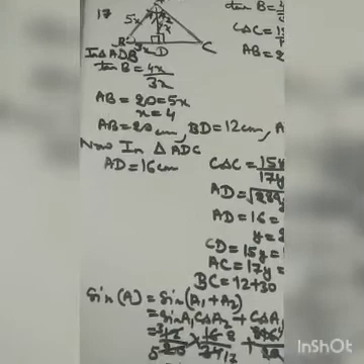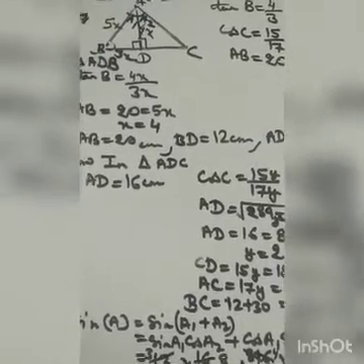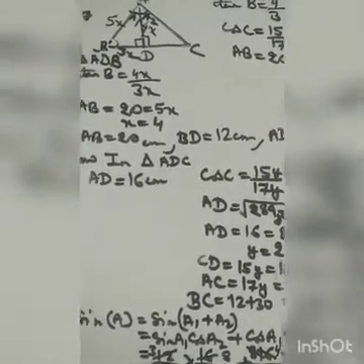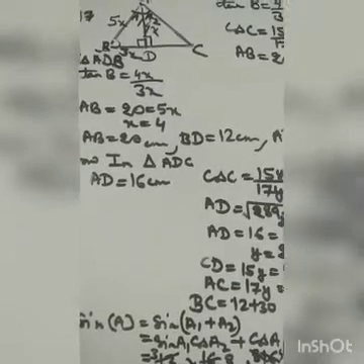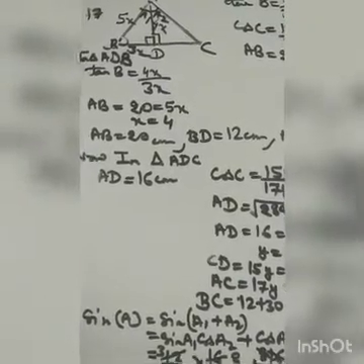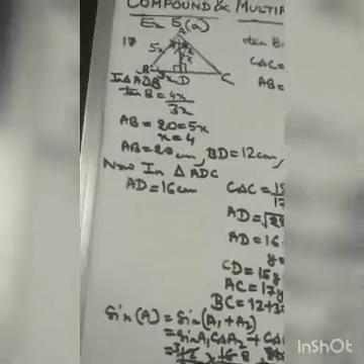You are getting that point as D. And you have to find the value of AC, the measurement of BC, and sine of angle A. Now one by one we will do all the parts.